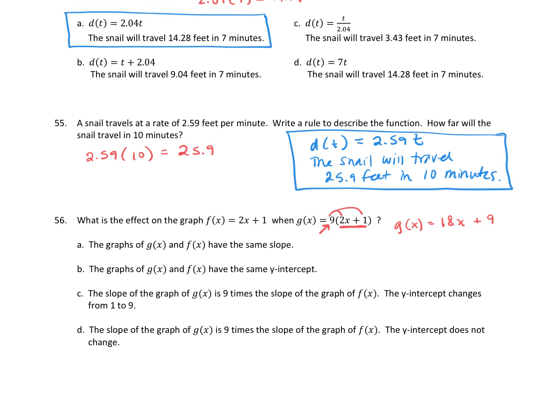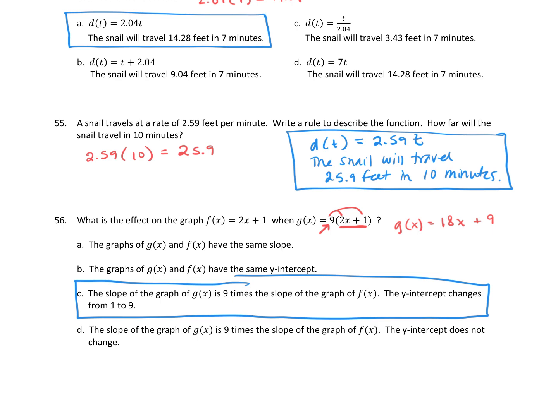So I think option C is the one we want, but let's just make sure we also disagree with choice D. The slope of the graph of g of x is 9 times the slope of the graph of f of x. So is 18 9 times a 2? Yep. And then it says the y-intercept does not change. So this y-intercept was 1. It did change to a 9, so we are not going to choose option D, which means we have a winner. C is the correct choice here.